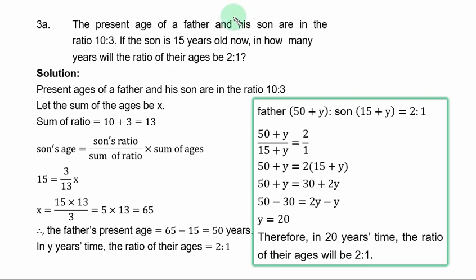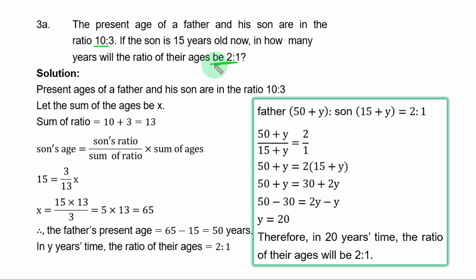Question 3a. The present ages of a father and his son are in the ratio 10:3. If the son is 15 years old now, in how many years will the ratio of their ages be 2:1? Before this can be calculated, we need to get the age of the father.